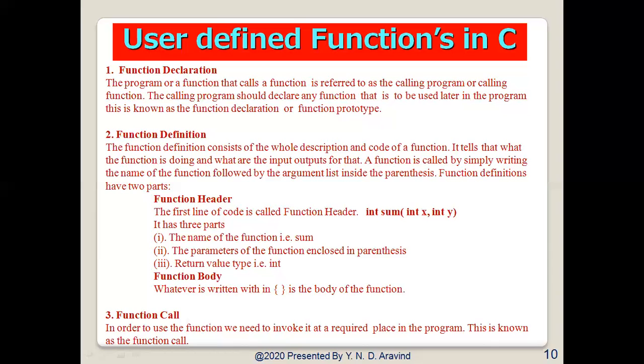So the general format of the function is shown here with an example: int sum of int x comma int y. So here sum is the name of the function, whereas int x and int y are the parameters of the function that are enclosed within the parentheses. And the return type is integer, so it is going to return a value of type integer.